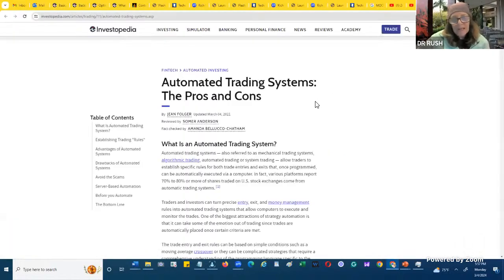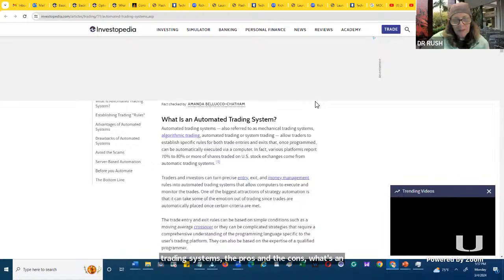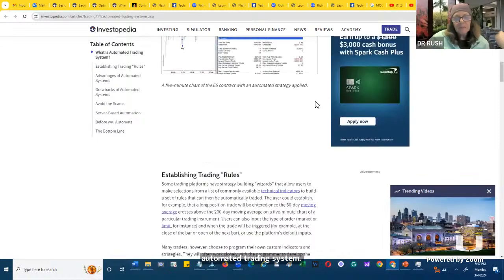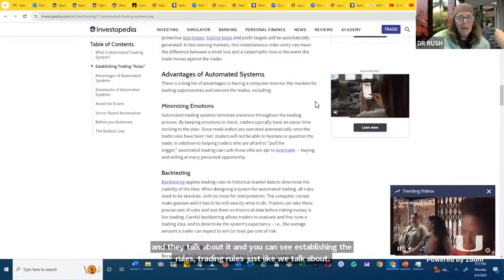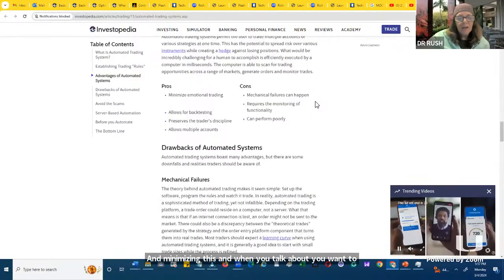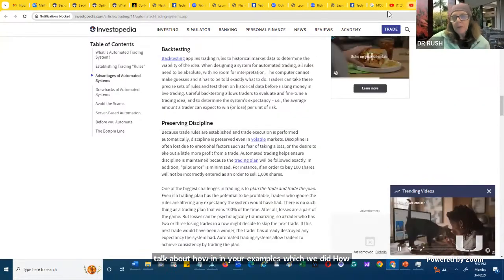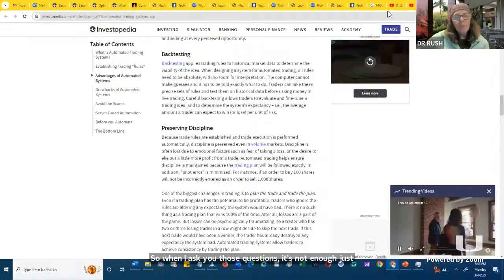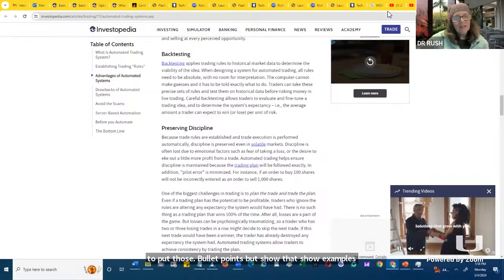So here you can see an example of those automated trading systems, the pros and the cons. What's an automated trading system? Right, and they talk about it, and you can see establishing the rules, trading rules, just like we talked about, minimizing this. And you want to talk about how in your examples, which we did, how were they used? So when I ask you those questions, it's not enough just to put those bullet points, but show examples of what we did in the exercises that reflect that.